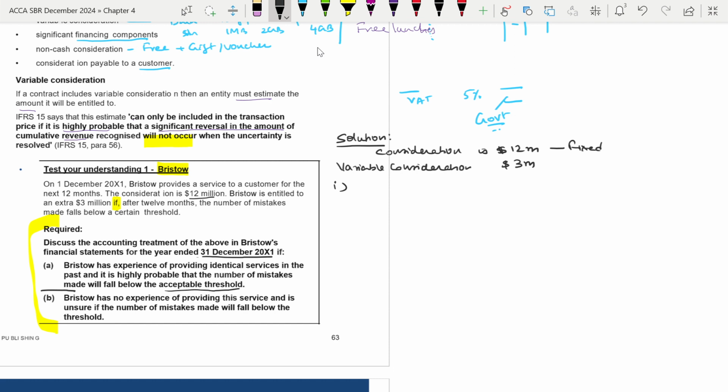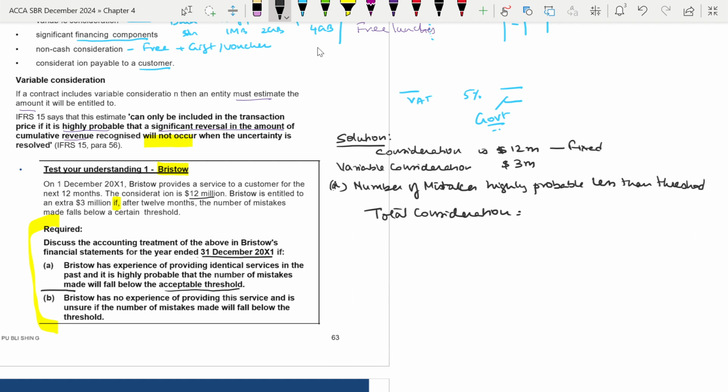What is the first point they are asking? Point A says it is highly probable that the number of mistakes will fall below the threshold. See the word: highly probable. Words are important. In case of point A, what is the revenue? What is the total consideration?